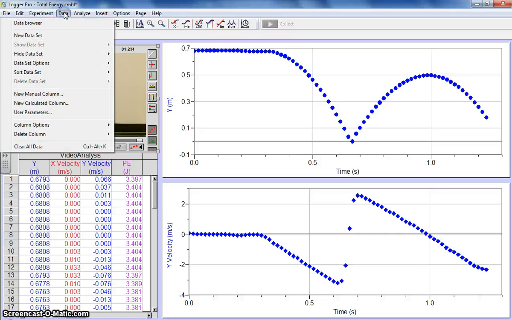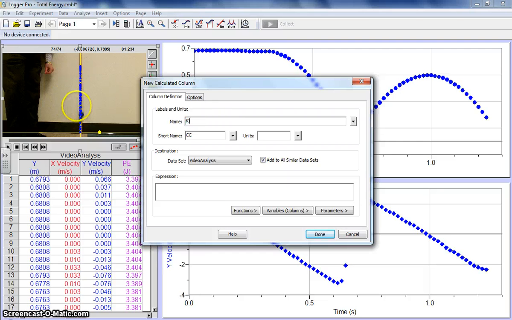I'm going to do that again. Do a new calculated column. This time it's going to be kinetic energy. The short name will be KE, and the units will also be joules. The equation for kinetic energy is 1/2 times mass times velocity squared. Put in 0.5 for 1/2. I don't know my mass, but I used 0.5 last time, so I'll use that again.